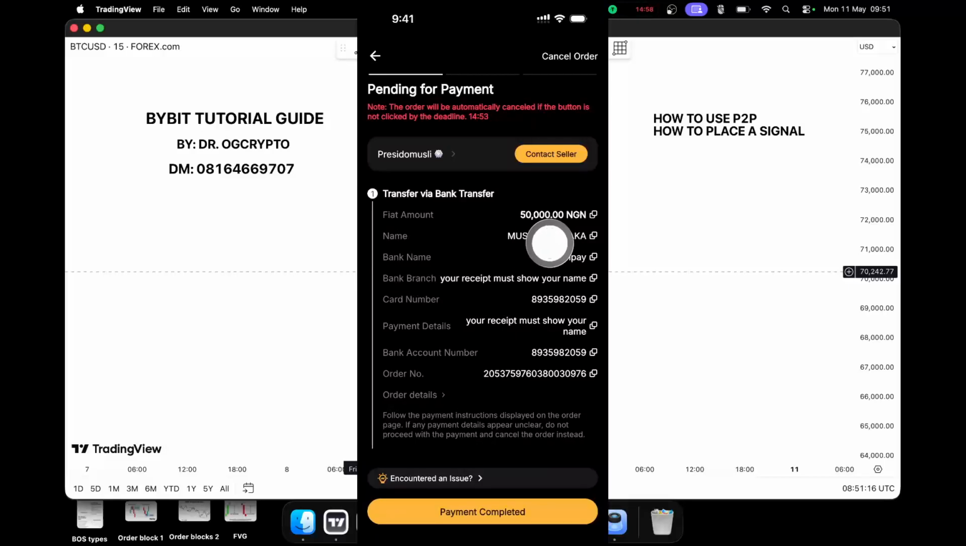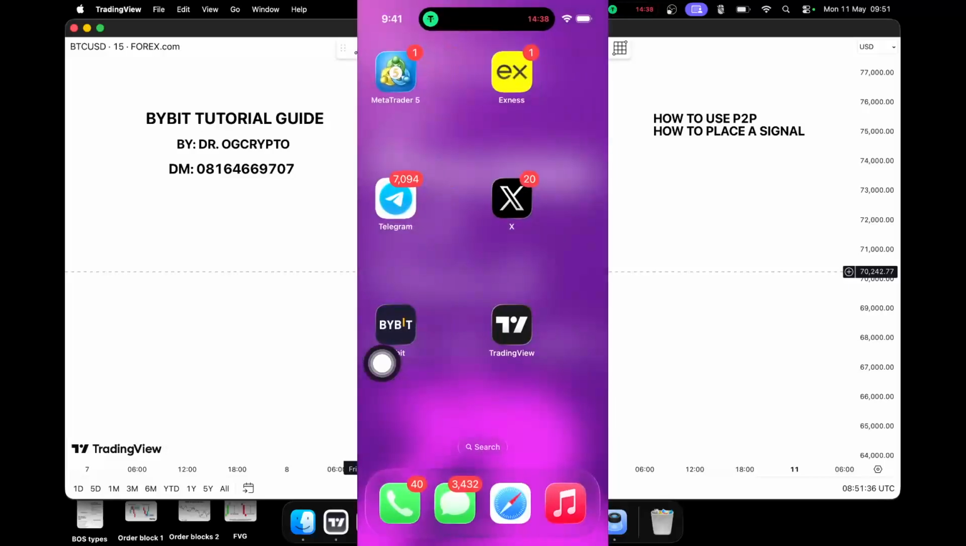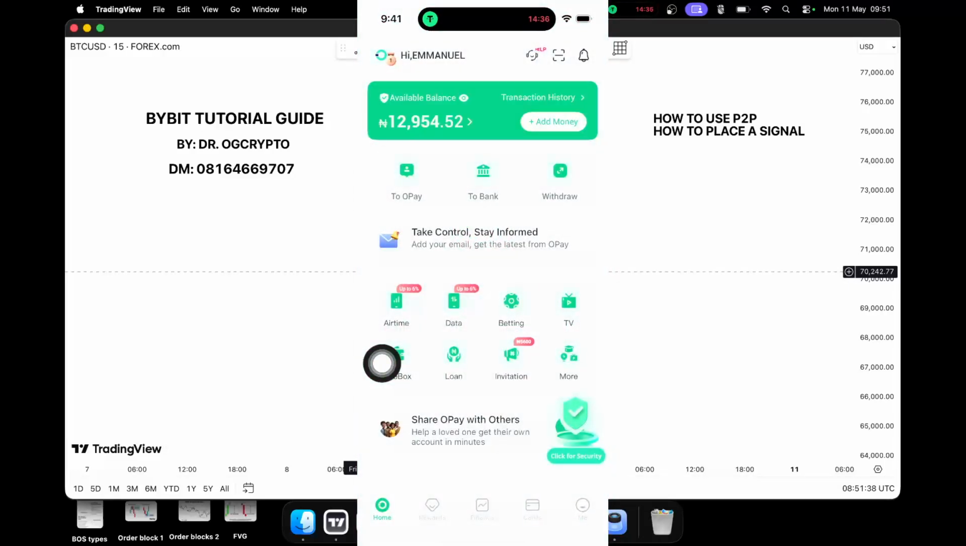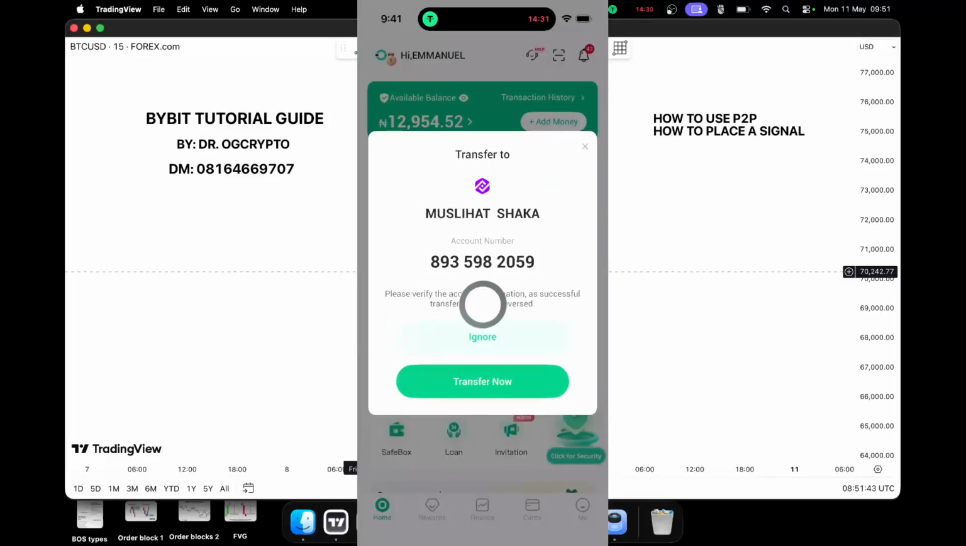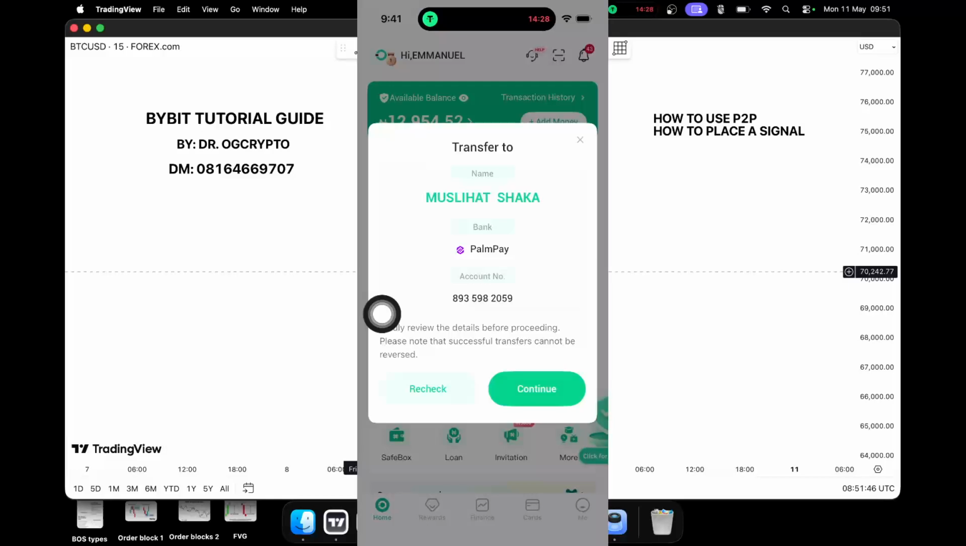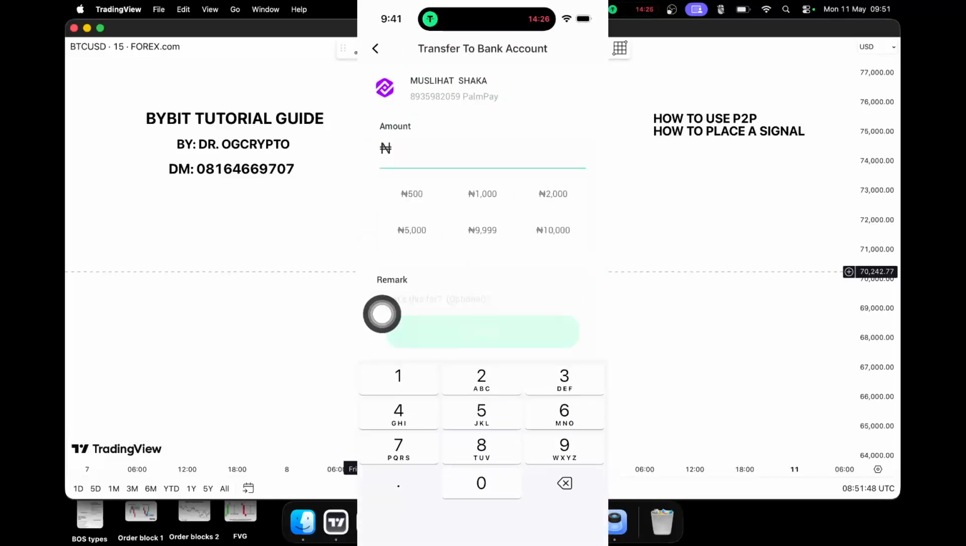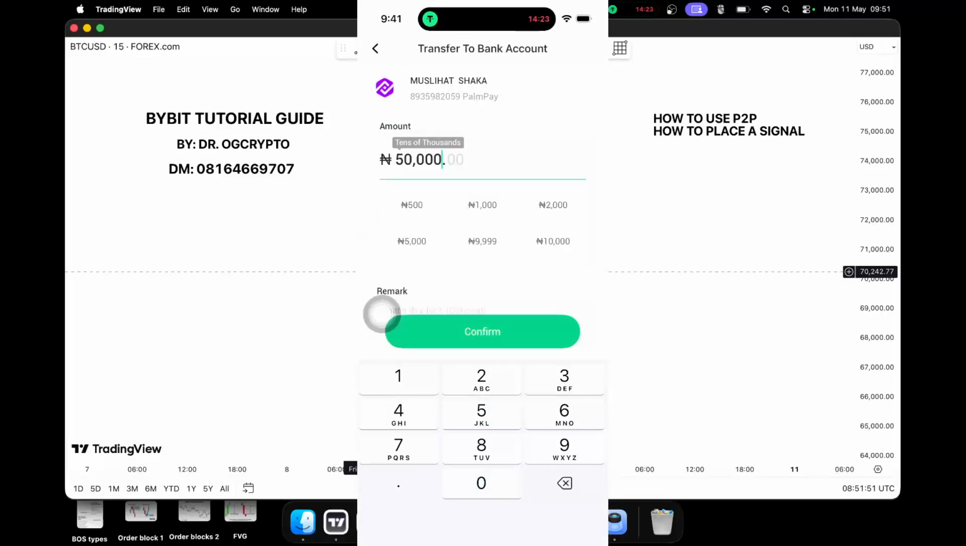So you pay this particular 50,000 naira to his account number. The name is Muslima Shakat, bank name is PalmPay. So immediately I finish paying, I'll go to my PalmPay, and I will copy the account number of the person. So see the account number of the person. Once I copy it, I'll go to my OPay to complete the transaction. I'm paying to PalmPay, you see, Muslima Shakat. Click on transfer now, continue. So I'll click on the 50,000. Let's say I'm done sending the money.